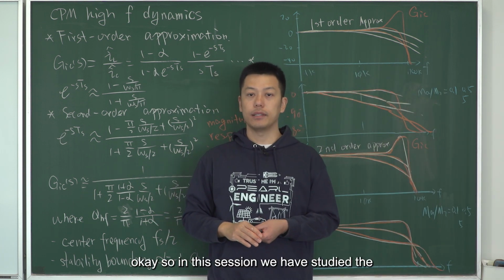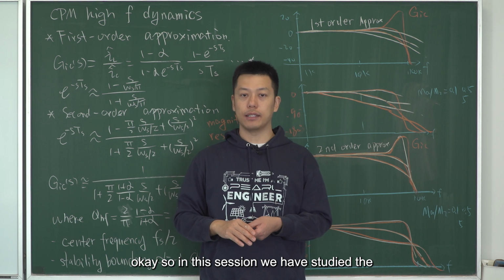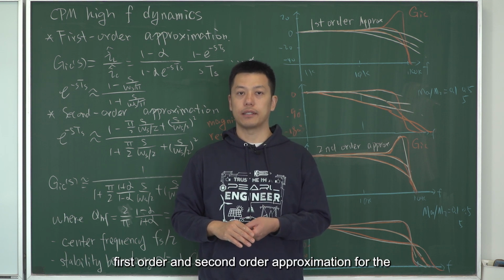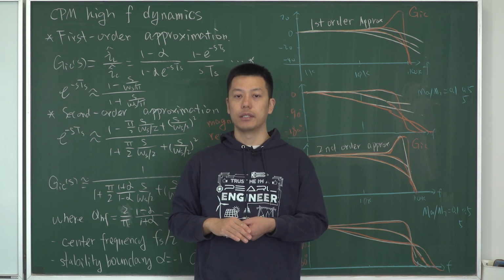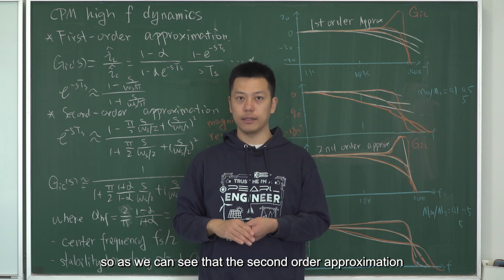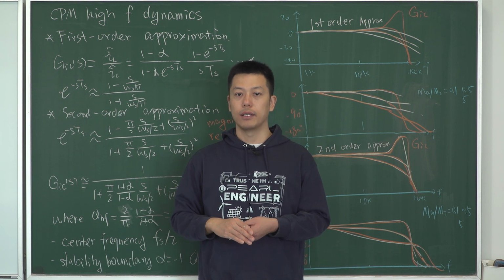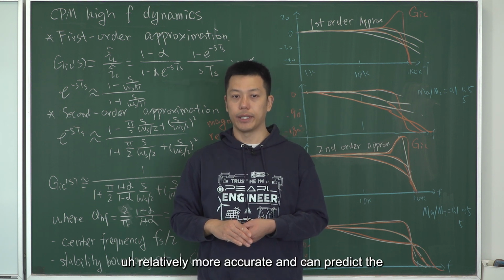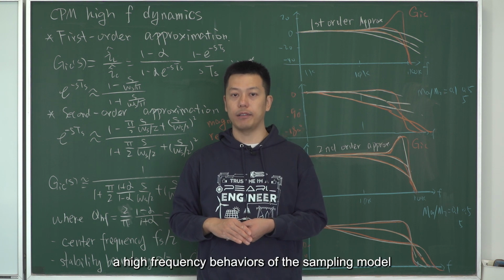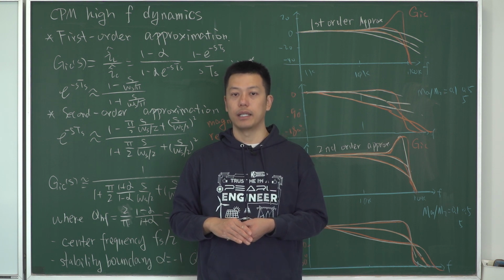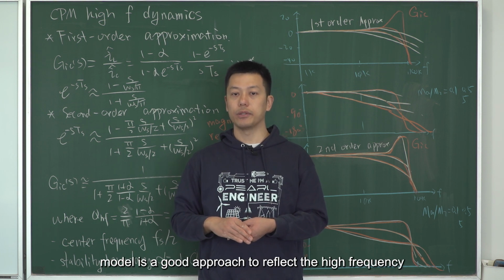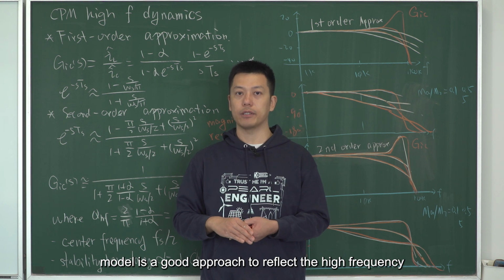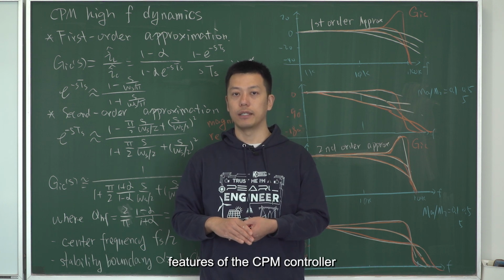Okay, so in this session, we have studied the first order and the second order approximation for the sampled data model. As we can see, the second order approximation is relatively more accurate and can predict the high frequency behaviors of the sampling model. So we can consider that the second order model is a good approach to reflect the high frequency features of the CPM controller.